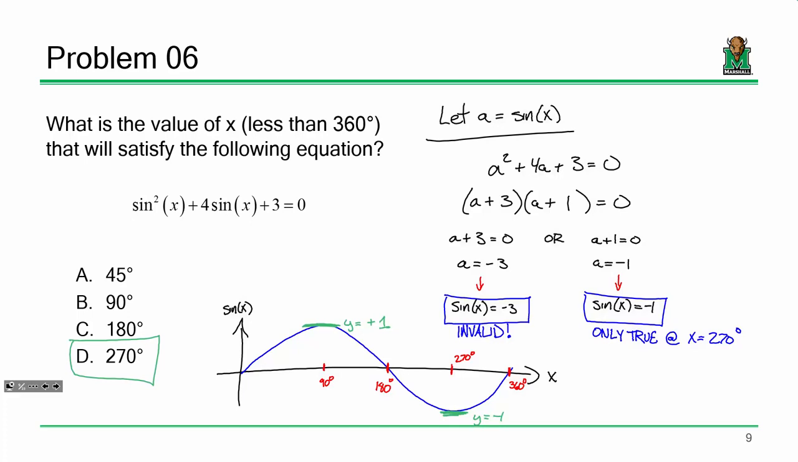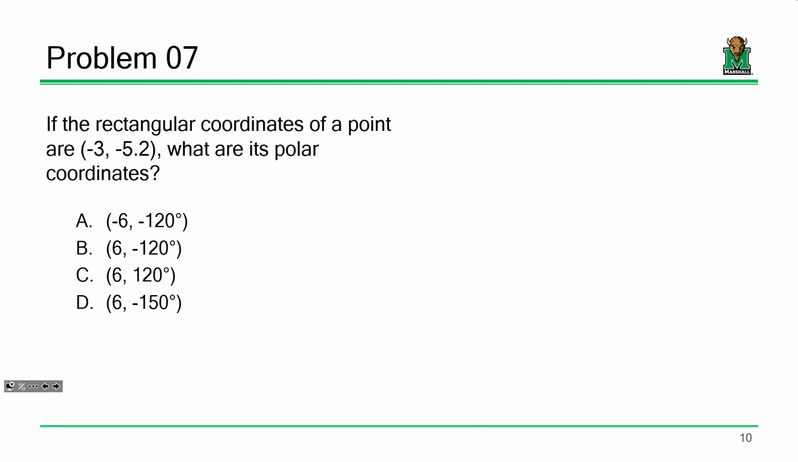Not too bad, right? Questions? Okay. All right. So problem 7. A little bit more into the trig, but this should be fairly straightforward. If the rectangular coordinates of a point are negative 3 and negative 5.2, what are its polar coordinates?